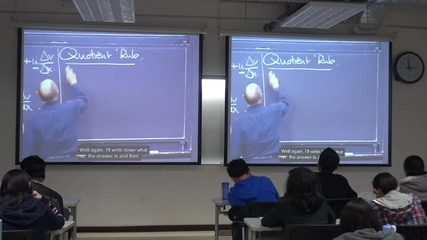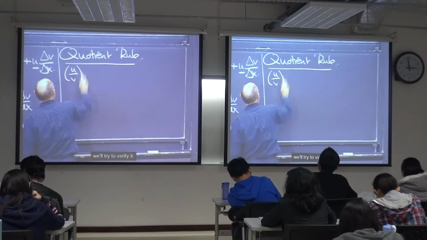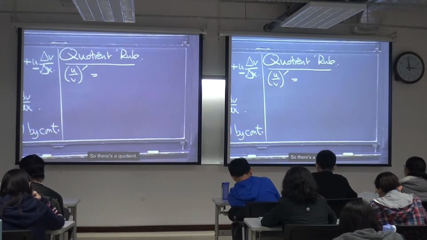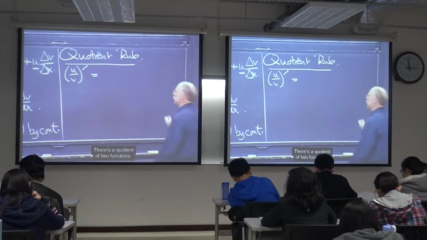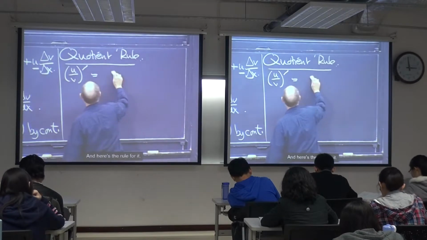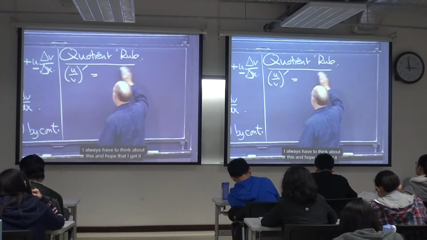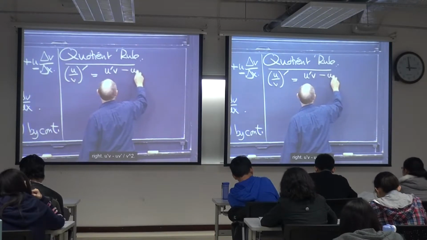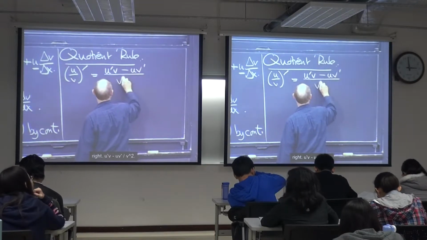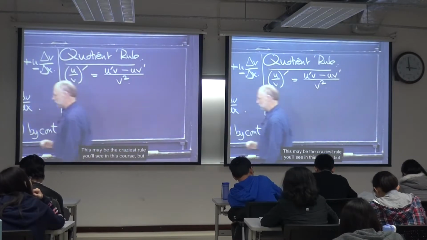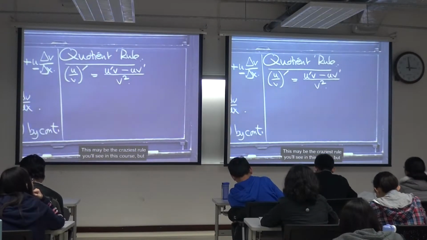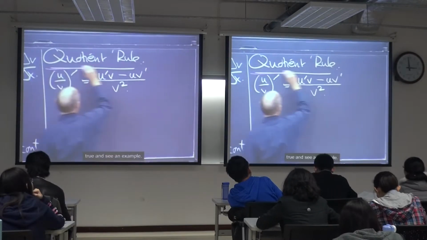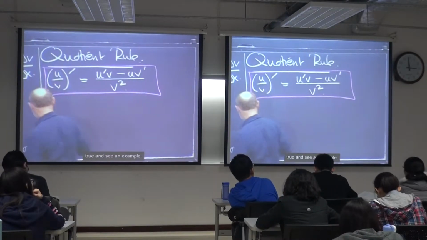Well, again, I'll write down what the answer is, and then we'll try to verify it. So there's a quotient of two functions. And here's the rule for it, so I always have to think about this and hope that I get it right. u prime v minus u v prime, divided by v squared. This may be the craziest rule you'll see in this course, but there it is. And I'll try to show you why it's true and see an example. Now there was a hand.